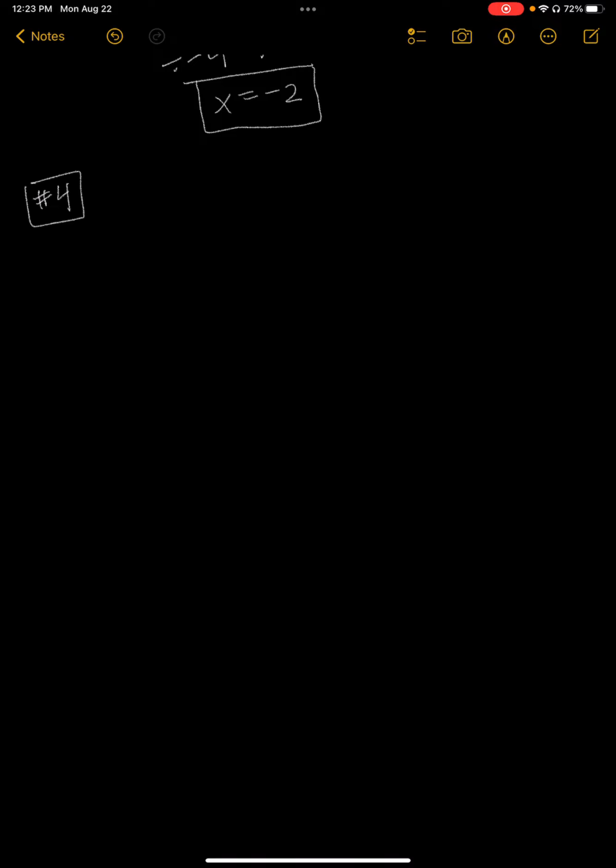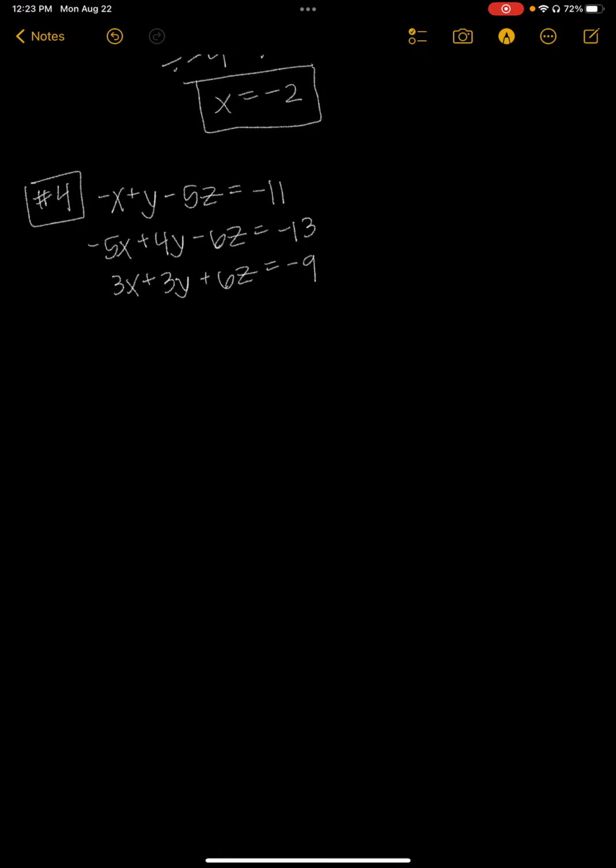And this example is negative x plus y minus 5z equals negative 11, negative 5x plus 4y minus 6z equals negative 13, and 3x plus 3y plus 6z equals negative 9. All right, so unlike the last example that we just went over, there's nothing that will just automatically cancel out. It looks like the two bottom z's will cancel out, but then it's going to be kind of hard to get the two top z's to cancel each other out.